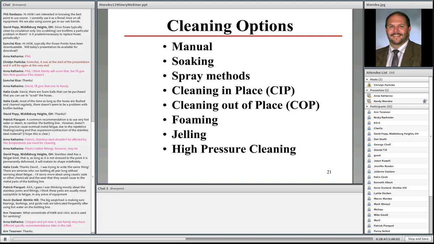Now you have various different cleaning options. These include manual, which is elbow grease and scrubbing brushes. You can also do soaking, which is great for disassembling pipes, T-junctions, any types of your filler heads, and you soak them in your detergent solution. Normally there's going to be some associated scrubbing with this.